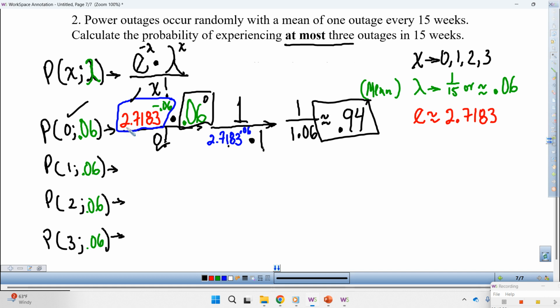Now check this out. Once we have the first one set up, look up. We already know what this is, don't we? This is 1.06. So that saves us some time. We just write out numbers. So let's do the next setup. 2.7183 to the negative 0.06 times 0.06, but now it's to the first power, over 1 factorial.